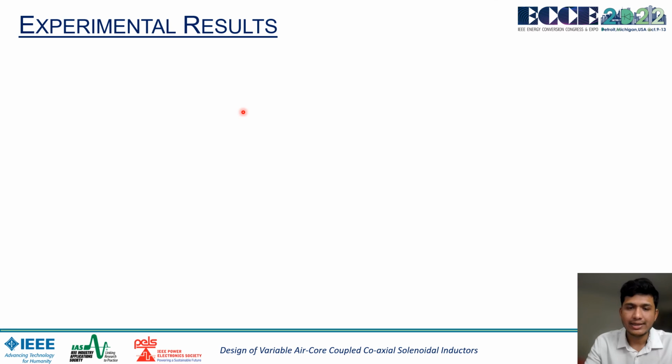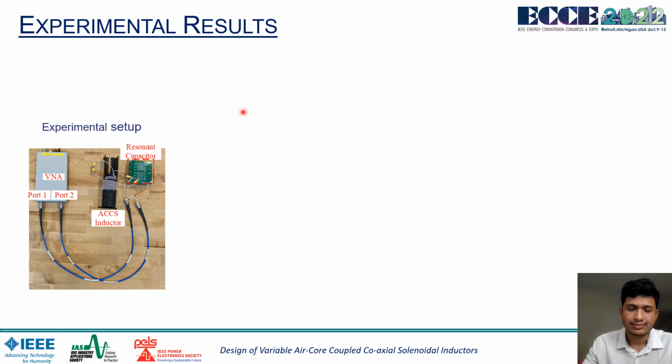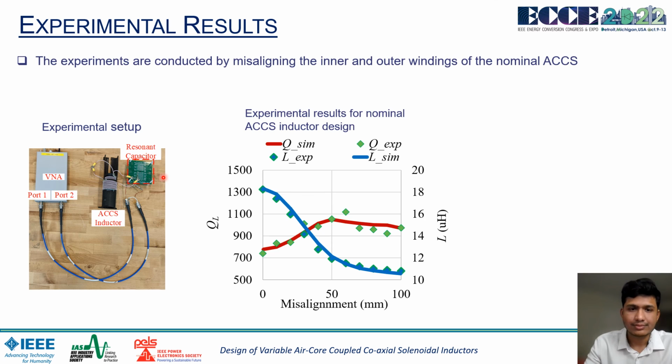As explained in the previous section, the experimental setup is shown in this figure. The VNA with two ports as well as the ECCS inductor and resonant capacitors are shown. The experiments are conducted by misaligning the inner and outer winding of the nominal ECCS inductor, and for each point the resonance is measured by changing the resonant capacitor to resonate at 2 MHz.